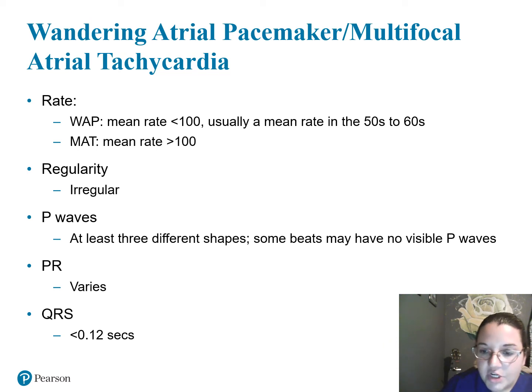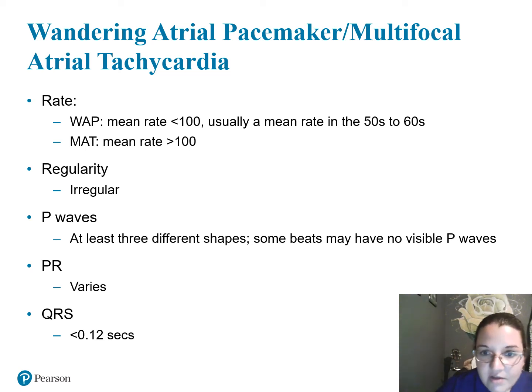So if you remember your sinus node, the rhythms coming from that node are going to be between 60 to 100 beats per minute. This is your normal heartbeats per minute. But if I am a WAP or a MAT, I am considered a slow atrial rhythm if I am less than 100. But I am considered a fast atrial rhythm if I am more than 100. If you look at that slow rhythm, we're usually going to get a mean rate, which is in the 50s or the 60s.